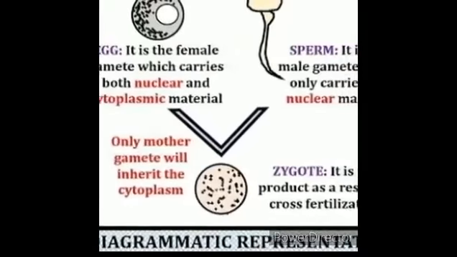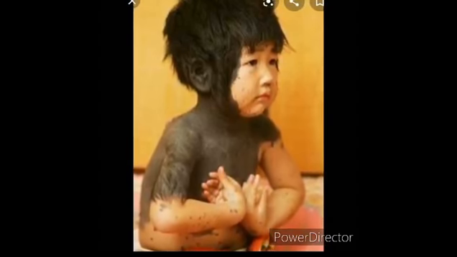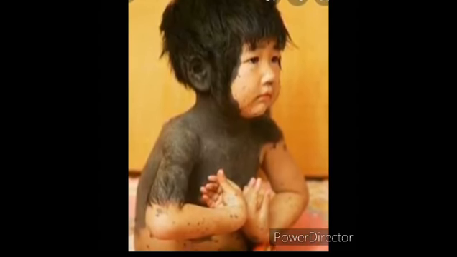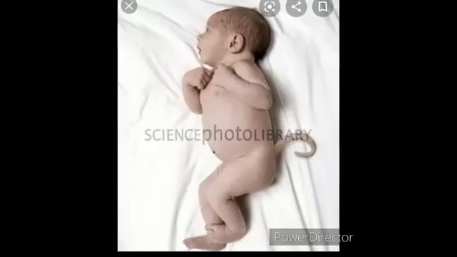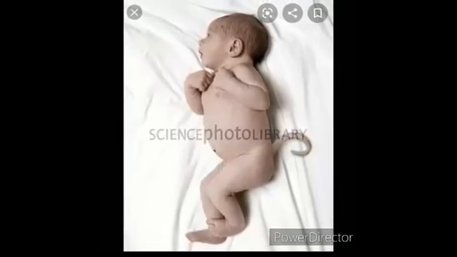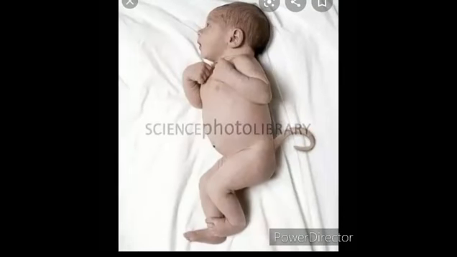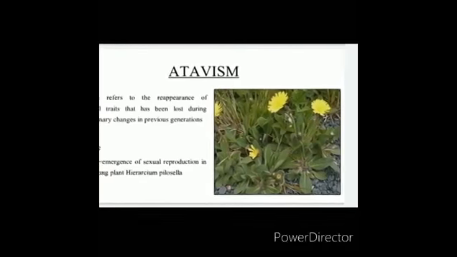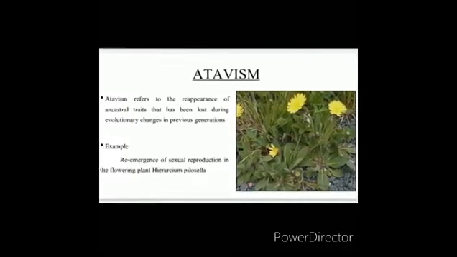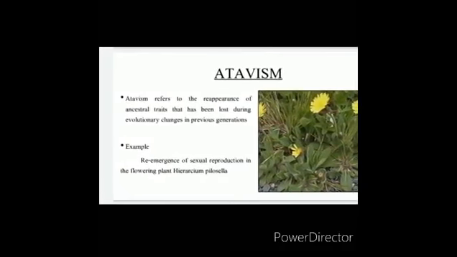Now let's learn about atavism. Nowadays, the environmental conditions are changing. Due to this, some changes occur in organisms. Some characters are suppressed in one generation, but may reappear in another generation. It is called atavism. Atavism refers to reappearance of an ancestral trait that has been lost during evolutionary changes in a previous generation.